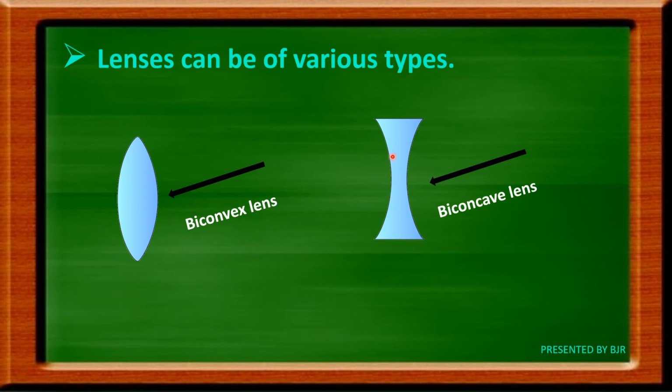This one is the biconcave lens because at the middle it is thin and at the ends, that is at the edges, it is thin. Okay, some other types of lenses I am showing you here. This one is the plano-convex lens.